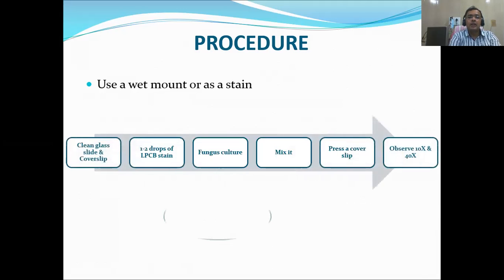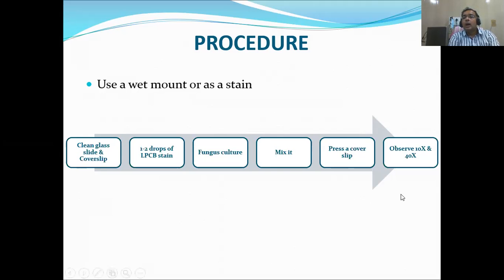The important steps are like this. Once you begin, you should have a clean glass slide and cover slip. Over this glass slide, you put 1 or 2 drops of lactophenol cotton blue stain. With this stain, you add your fungus culture and mix it so that you get uniformity and the maximum fungi spores get separated so that it is easy to visualize. Then put a cover slip in such a way that there is no bubble trapped, and it will give a uniform thickness for easy observation.